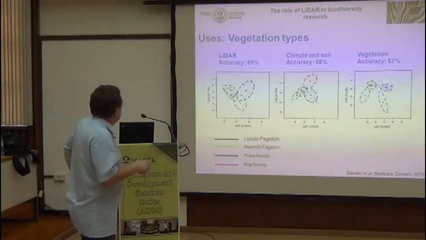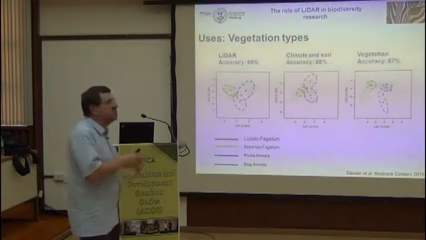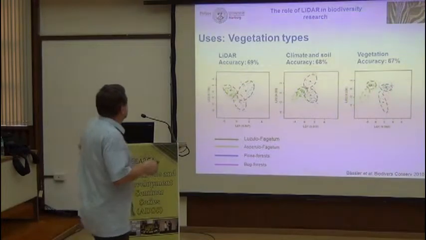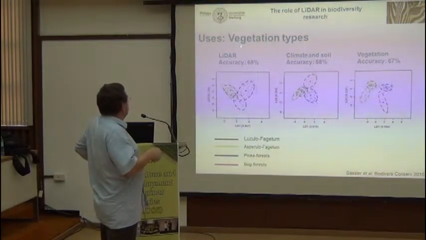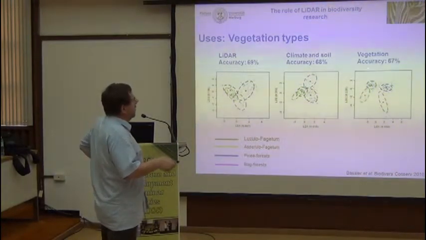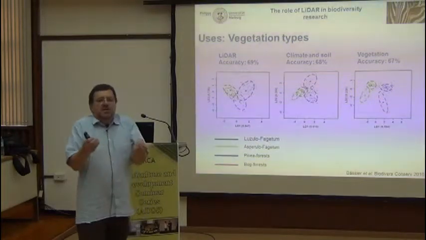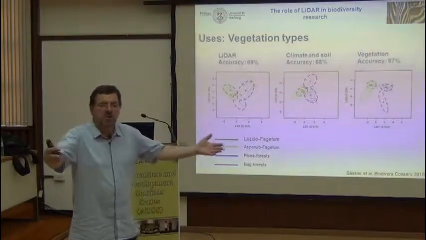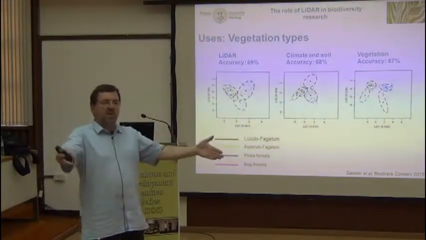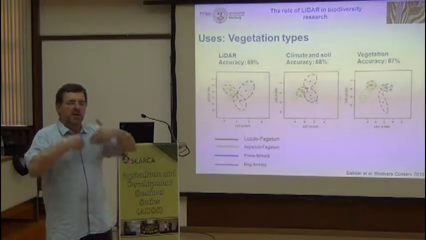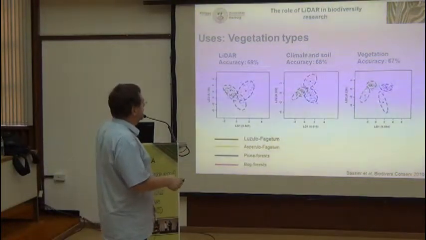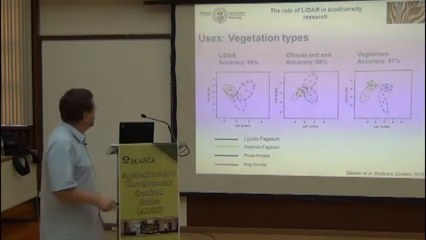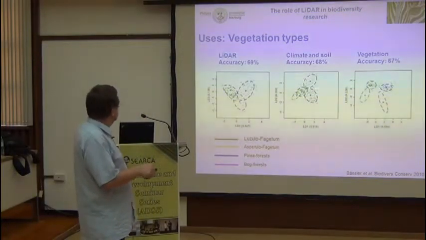And these are the linear discriminant analysis to separate the different communities. And you see that, compared to vegetation relevés, that's a classical method to classify habitats. You go out, you measure or estimate the cover of the species in the habitat, then you classify the habitat. Of course, it's very clear that you can separate the various habitats, the four types of forests.